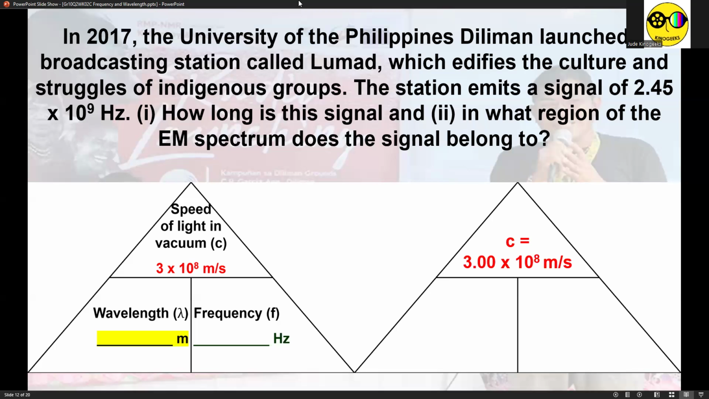In filling the pyramid formula, you must start with the symbol, followed by the magnitude or the value, and then the unit. According to the second sentence, the station emits a signal of 2.45 times 10 to the power of 9 hertz. Because of the unit hertz, that quantity refers to frequency. So we write that number at the bottom right.